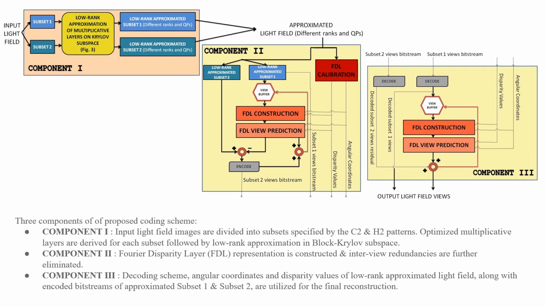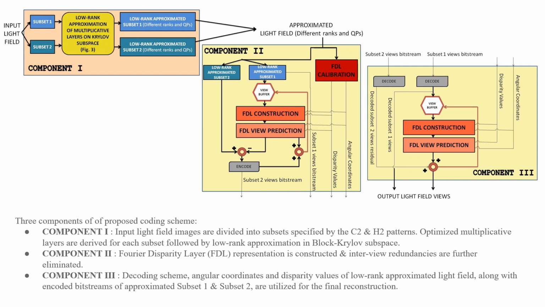Component 1 depicts the block in which the light field is divided into two subsets based on the circular 2 or hierarchical 2 pattern. The optimized multiplicative layers for each subset are obtained from CNNs, and this is followed by their low-rank approximation and compression.